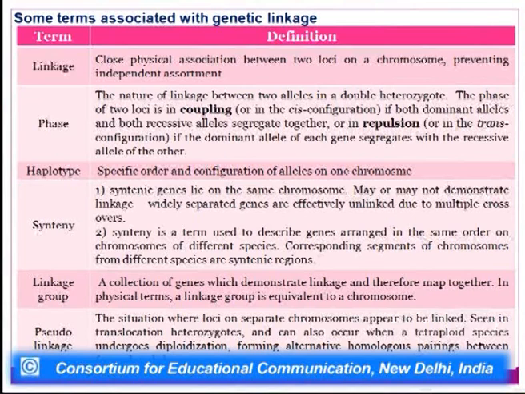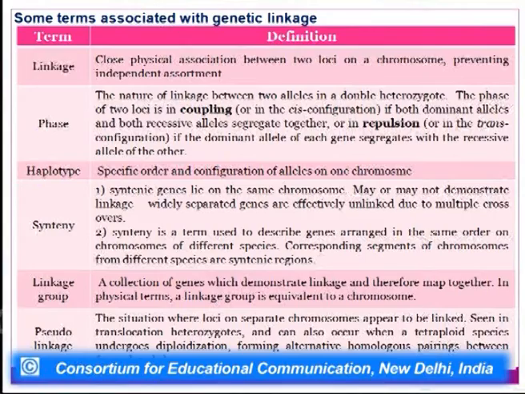So, just to review some terms associated with genetic linkage which we have been talking about. Linkage is defined as the close physical association between two loci on a chromosome that prevents independent assortment. Phase is the nature of linkage between two alleles in a double heterozygote. The phase of two loci is said to be in coupling, or in the cis configuration, if both dominant alleles and both recessive alleles segregate together, or in repulsion, in the trans configuration, if the dominant allele of each gene segregates with the recessive allele of the other.